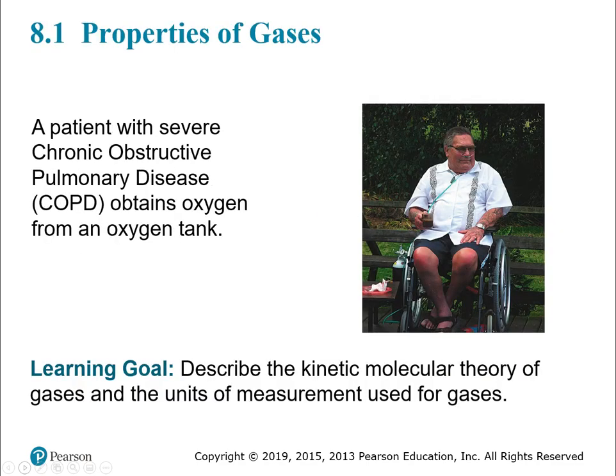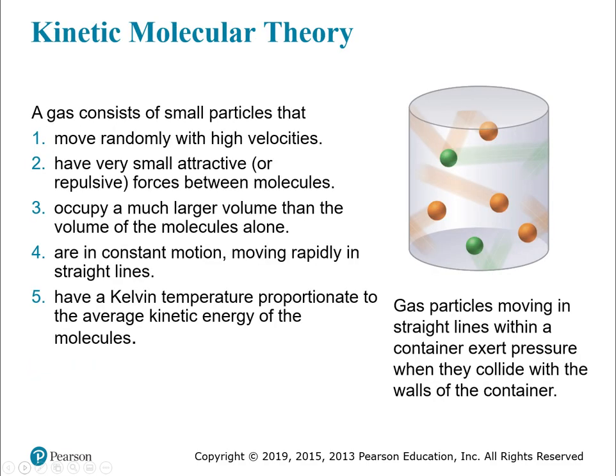We're going to start with going over properties of gases. The kinetic molecular theory summarizes all the things about gases, okay? A gas consists of small particles that move randomly with high velocities. That's something that we talked about in chapter 3 when we were talking about states of matter. Gases just move all around. They're like toddlers that have just had birthday cake, all over the place, bouncing off the walls. They have very small forces between molecules. They don't really attract each other. They don't really repel each other. They just kind of bounce off of each other.